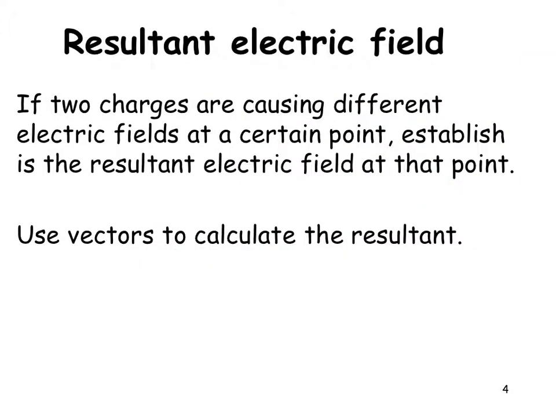If two charges are causing different electric field strengths at a certain point, an electric field is a vector, and therefore you could be asked at that certain point to work out the resultant electric field. We'll practice a little bit more of that going forwards, and you can use vectors to calculate the resultant. So you would have one electric field going to the left, let's say 3 newtons per coulomb, and then you have another one going to the right, 5 newtons per coulomb. What is the resultant electric field at that point? You would subtract the two from one another.